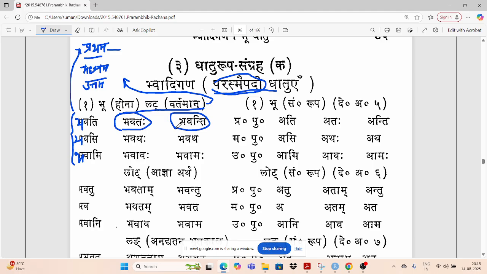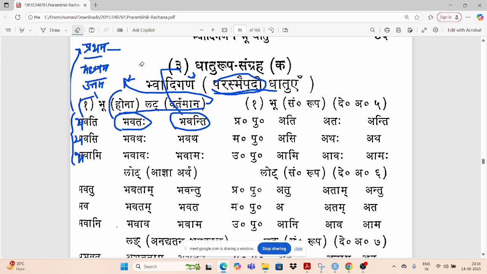So, very important to understand that this is associated with one karta, this is with two kartas, and this one is with three kartas. Bhavanti. So this is 3, this is 2, this is 1. Okay, I will quickly erase this.